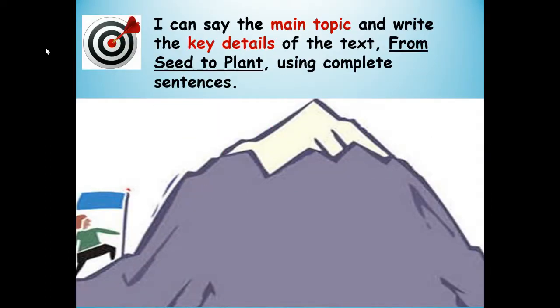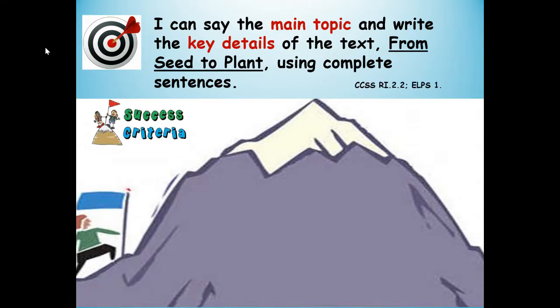Here's our learning target for this lesson. I can say the main topic and write the key details of the text From Seed to Plant using complete sentences. Well, how will you be able to do this? Here is our success criteria, our steps to success.